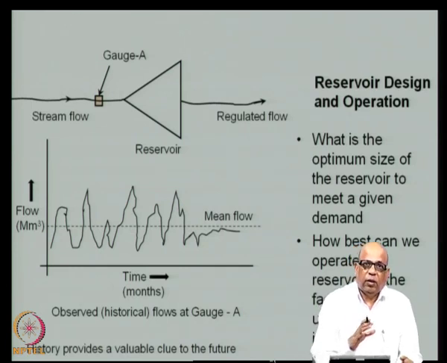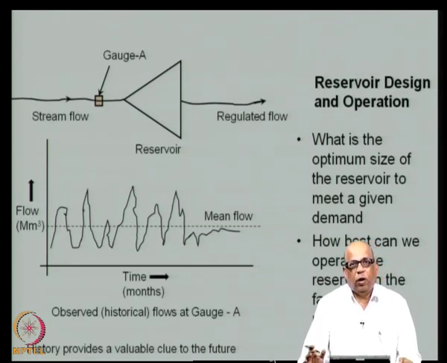This is called the assumption of stationarity. That is, we are saying that the way the history has been for this particular stream, the future will be similar to the history. So, we are saying history provides a valuable clue to the future. This need not be always true.